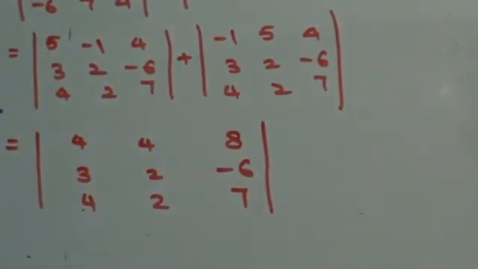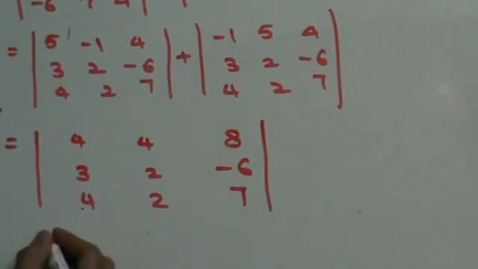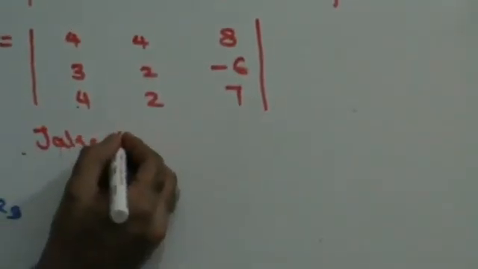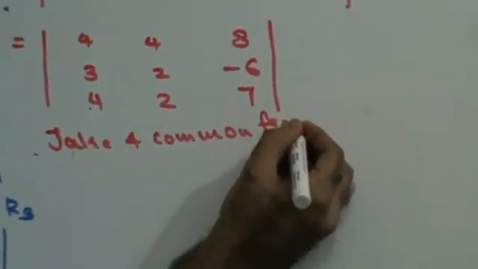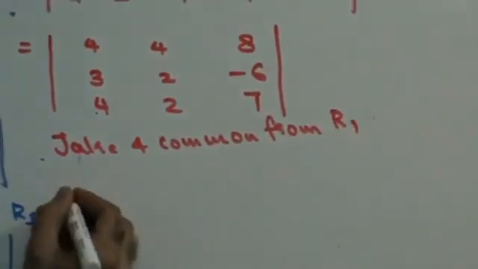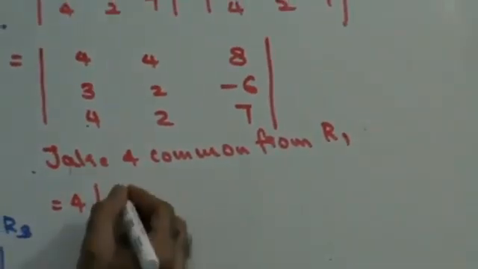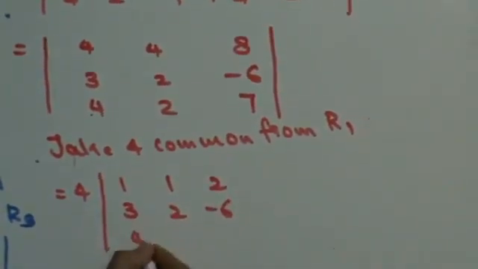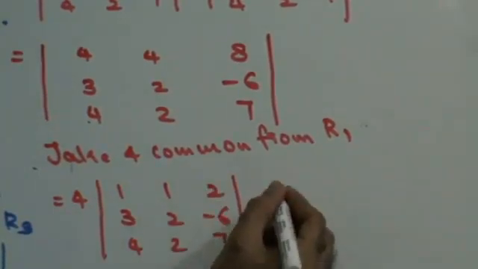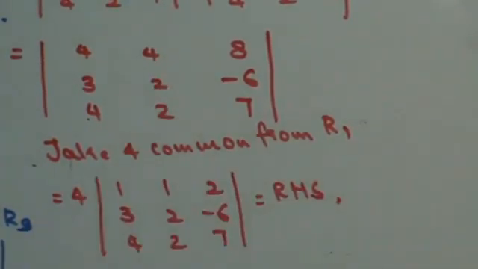Right? Second and third row I'm taking common. Now take 4 common from first row. If I take 4 common from first row, this is 1, 1, 2, 3, 2 minus 6, 4, 2, 7. That's my RHS. That's what I have to prove. Next, let's see another sum, guys.